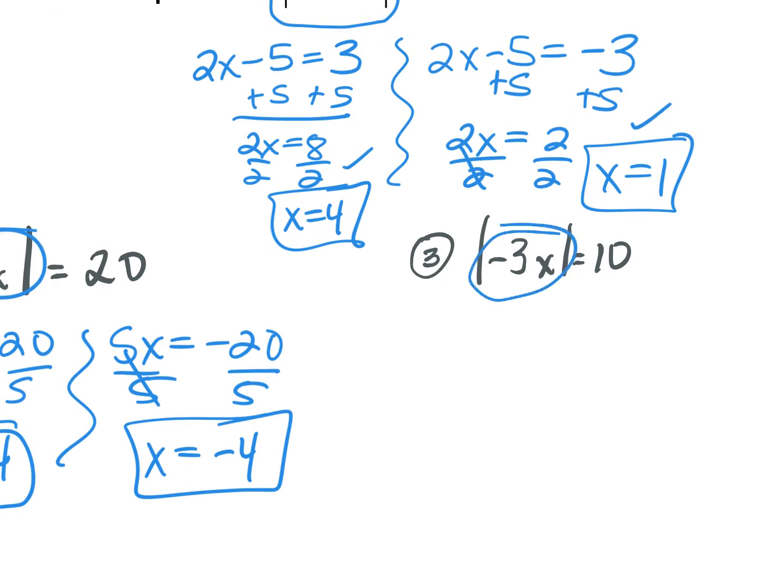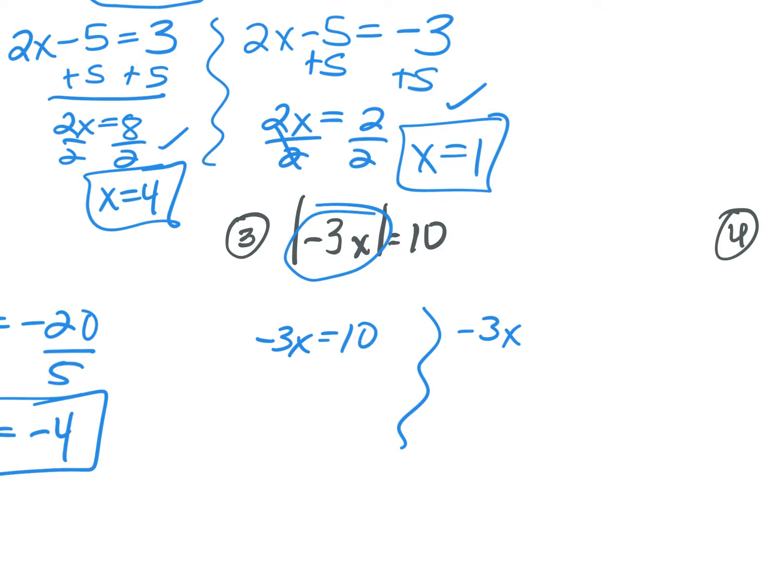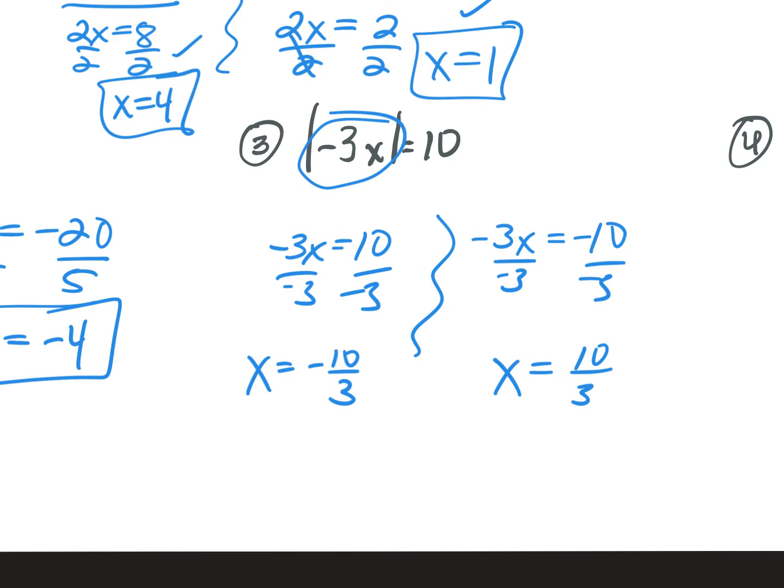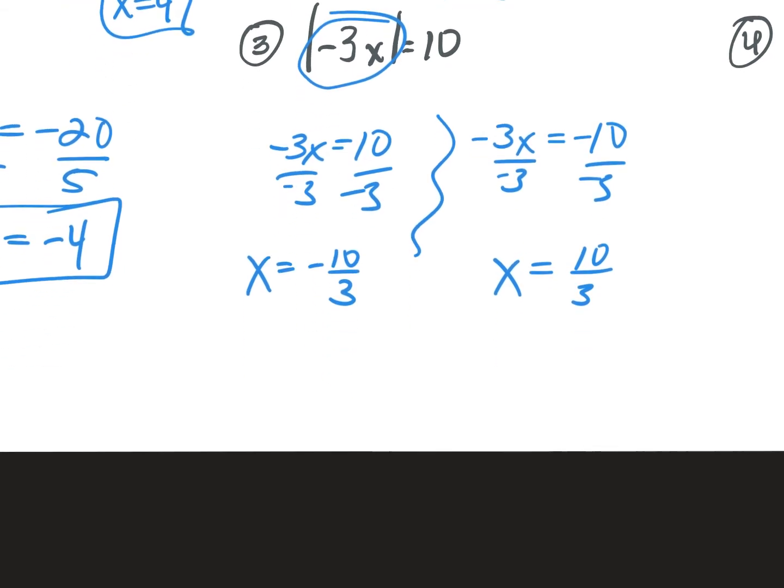So I say, all right, negative 3x equals positive 10, and negative 3x equals what? Negative 10, all right? Divide both sides by negative 3. I get x equals negative 10 thirds. Divide both sides by negative 3, and I get x equals positive 10 thirds. Now, you will get fractions. You'll get fractions on your web assigned homework. You'll get fractions on your quiz. That's okay. I know you guys freak out, but watch.